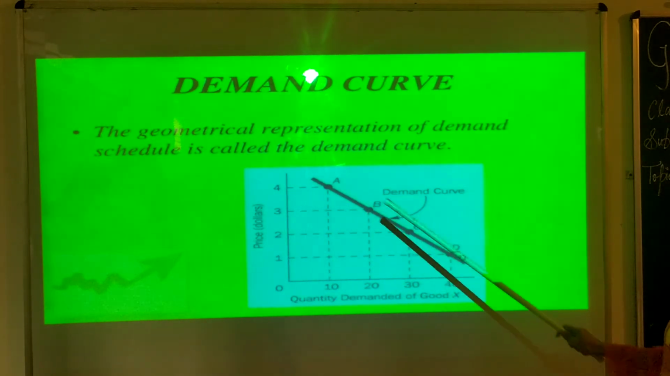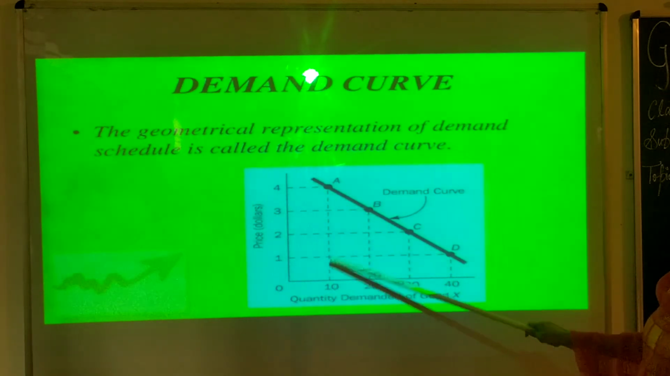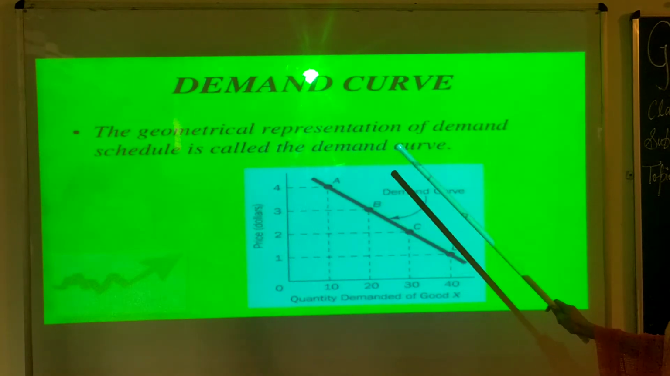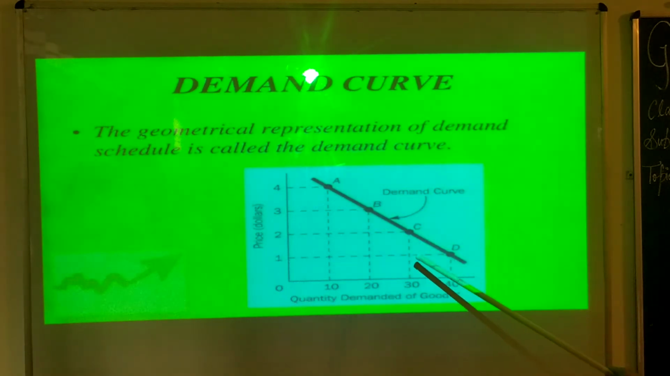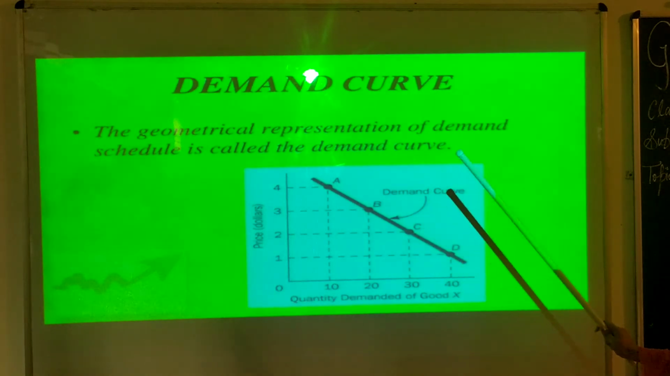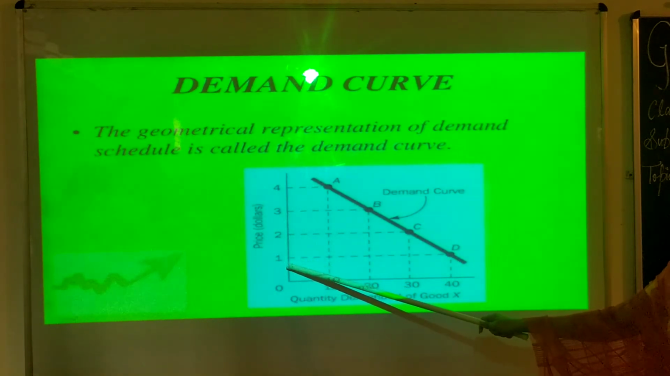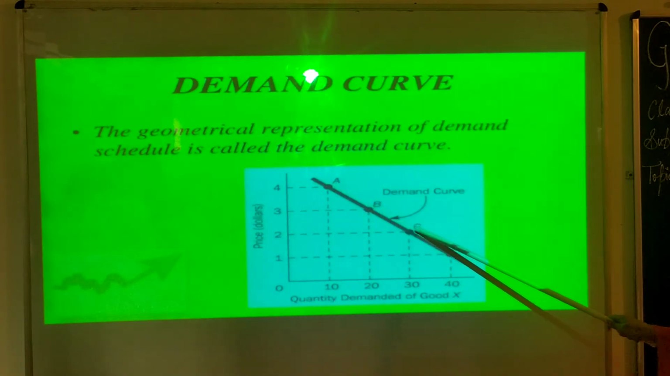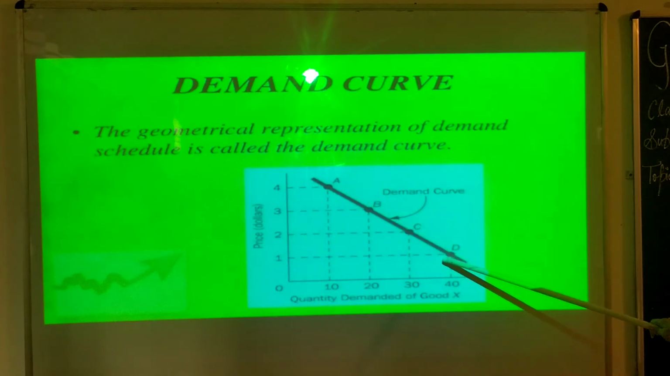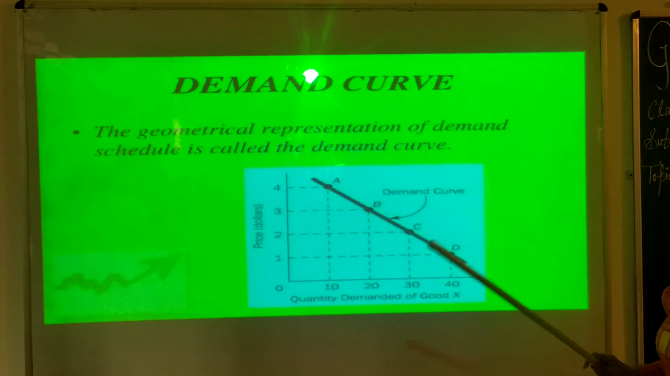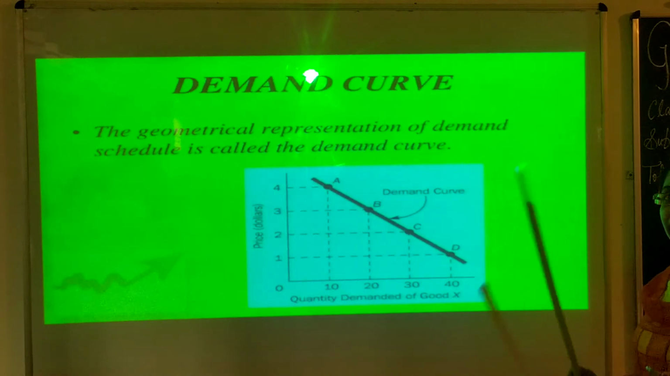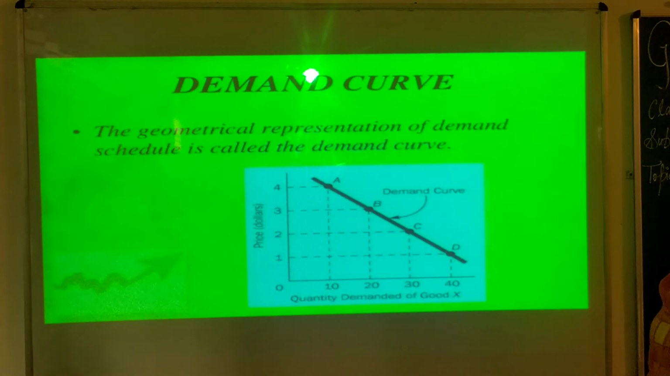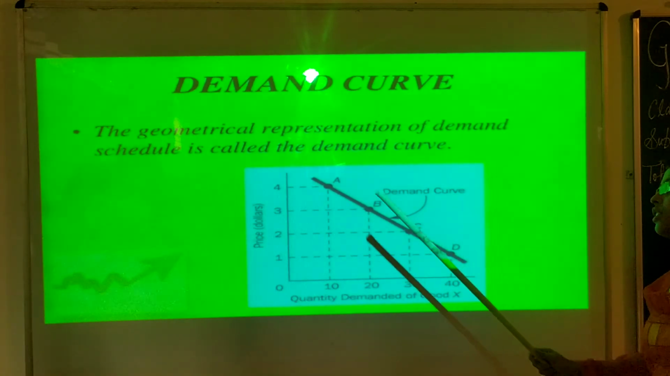As I told you all, when price was higher, quantity demanded was least. So likewise you can see when price was 4, quantity demanded was 10, that is point A. When it was 3, quantity demanded is 20, that is point B. When price was 2, quantity demanded was 30, that is point C. And when price was 1, that is minimum price, quantity demanded was maximum, that is 40, point D. So this is what demand curve is, which slopes downward. Demand curve slopes downward because when price is high, quantity demanded is less. That means there is an inverse relationship between price and quantity demanded. So that is why demand curve slopes downward.